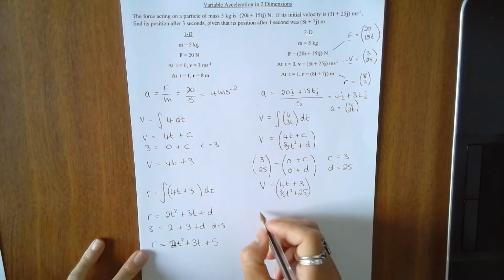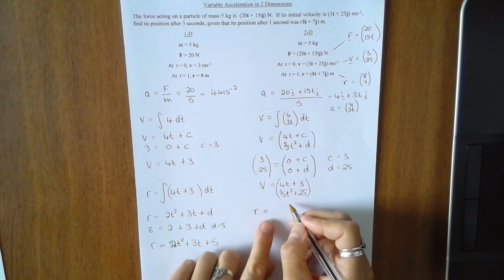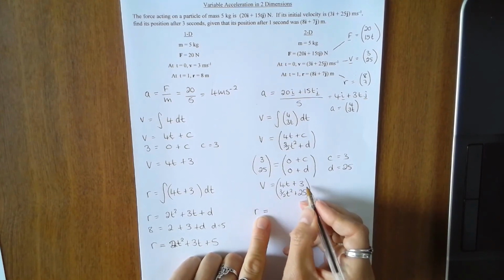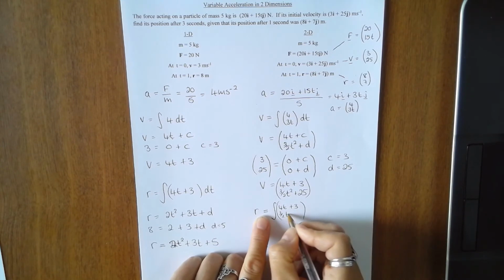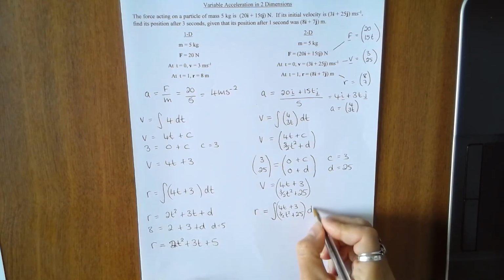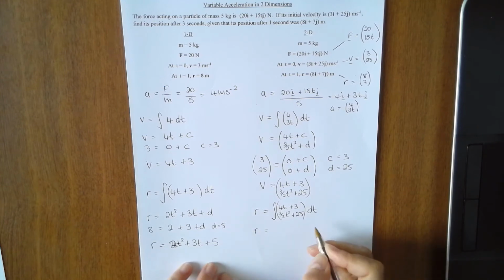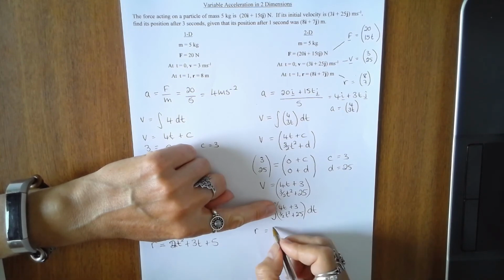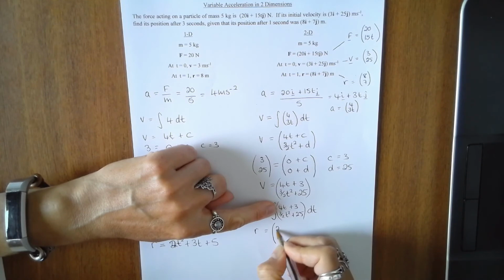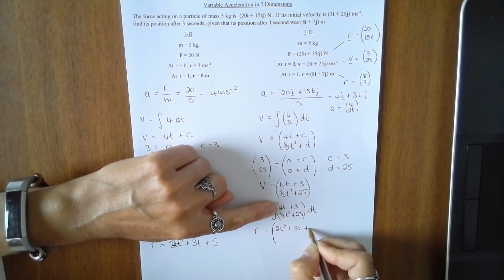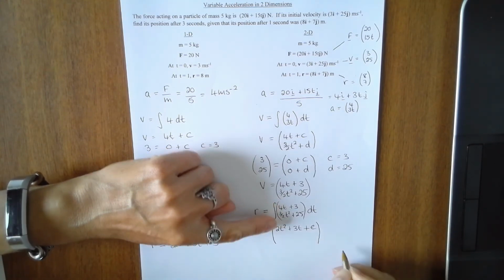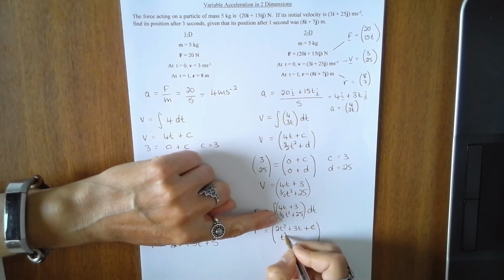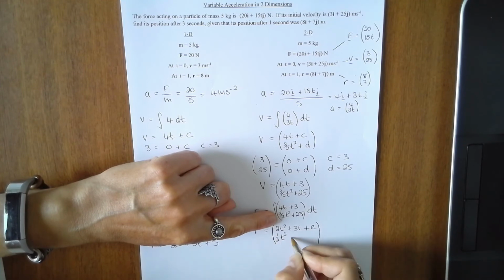So now in 2 dimensions, r is still equal to the integral of v dt. So we're integrating this as a column vector. So integrating 4t plus 3 in i, 3 over 2 t squared plus 25 in j with respect to time. So r equals, and again I just integrate each row as if it were a separate integral. So 2t squared plus 3t plus, now I've already used c and d for my constants here, so I just need to go on to the next letter, e, for my next constant of integration, and then integrating this, increase the power, and then divide by the power, so it will be a half t cubed plus 25t plus, and I'm going to use f there.